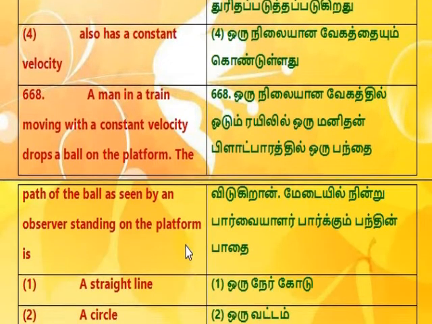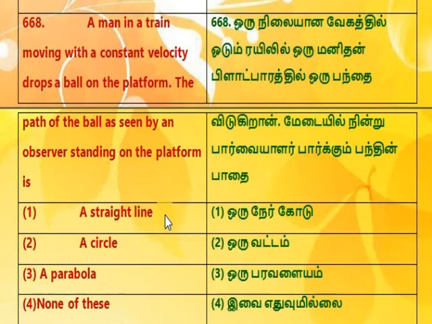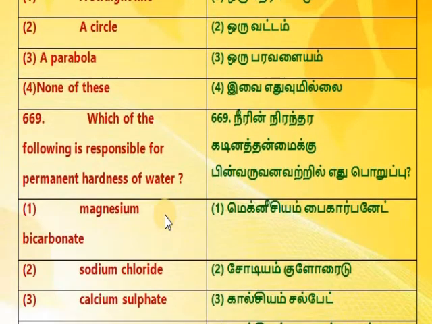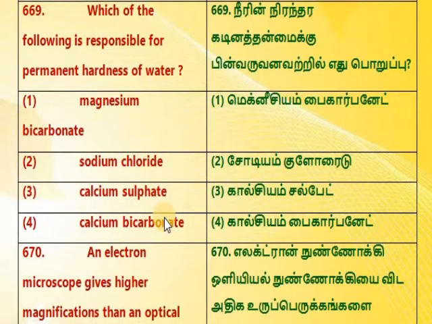668. A man in a train moving with a constant velocity drops a ball on the platform. The path of the ball as seen by an observer standing on the platform is: 1. A straight line, 2. A circle, 3. A parabola, 4. None of these. 669. Which of the following is responsible for permanent hardness of water? 1. Magnesium bicarbonate, 2. Sodium chloride, 3. Calcium sulfate, 4. Calcium bicarbonate.